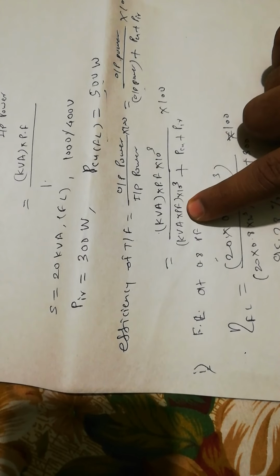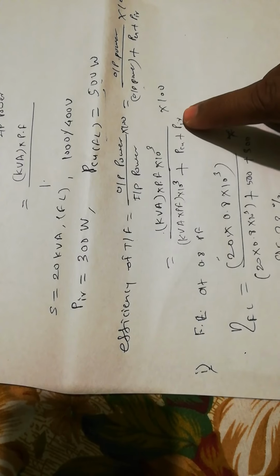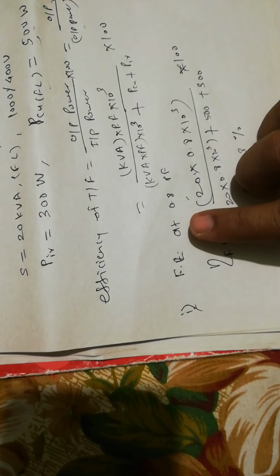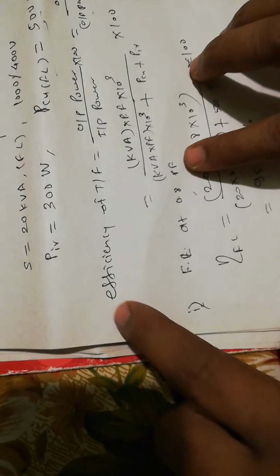So this can be written in terms of the kVA value. Output power can be written as kVA, which is the rating of the transformer, into power factor into 10 to the power 3. Why do we take 10 to the power 3? Because the transformer is rated in kVA. This is divided by output power plus copper loss and iron loss. So first we will find the efficiency at full load and at 0.8 power factor.